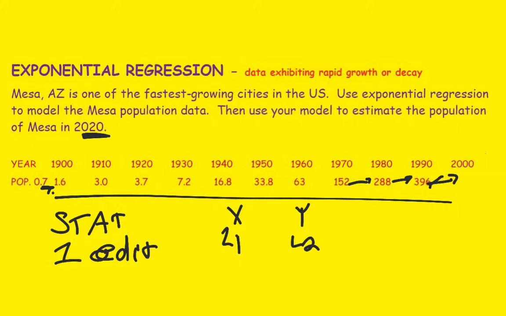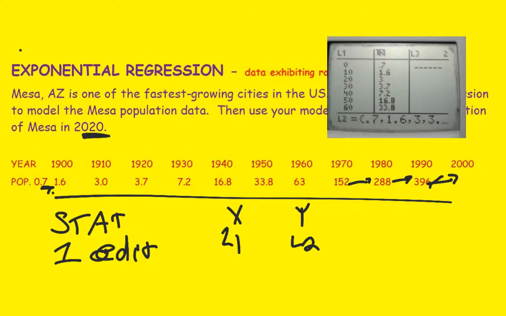Okay, now I'm going to show you what it looked like when I put it in the calculator. So what I've done in the L1 column, notice it's not the dates here, but it's the number of years since 1900. So I have a 0, a 10, 20, and on and on. And then this right here, this is the data in thousands. So I need to estimate, find an exponential regression.